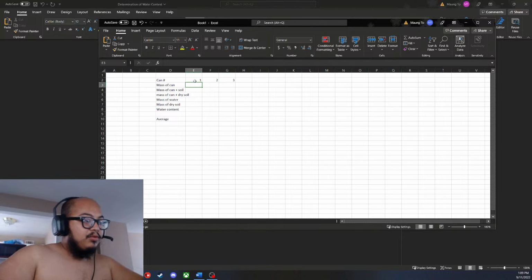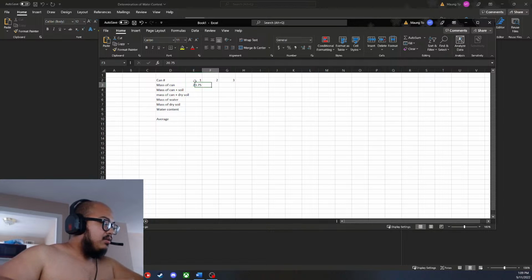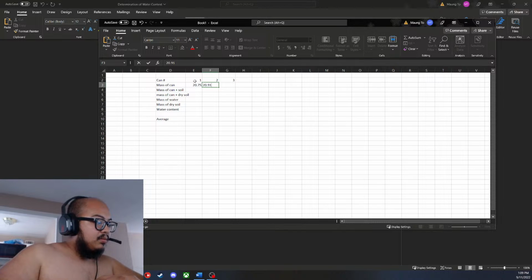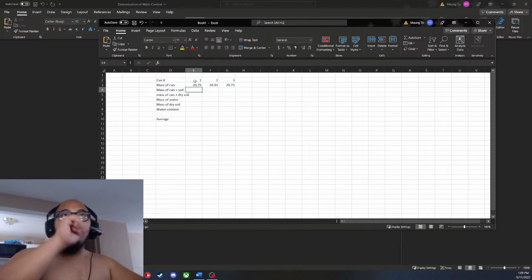Mass of the can. First one is 20.75. Next one is 20.91. Next one is 20.73.